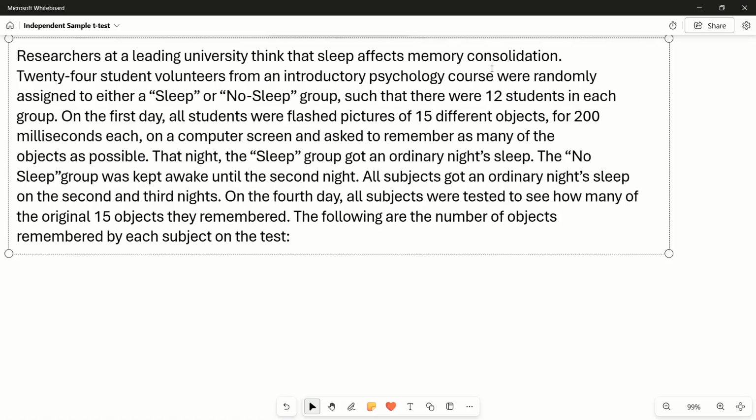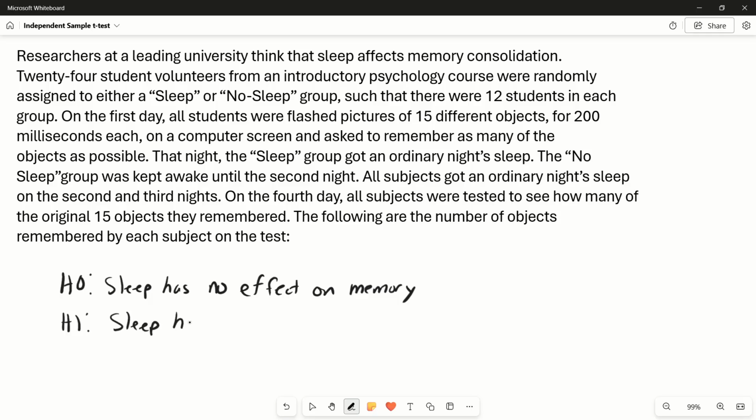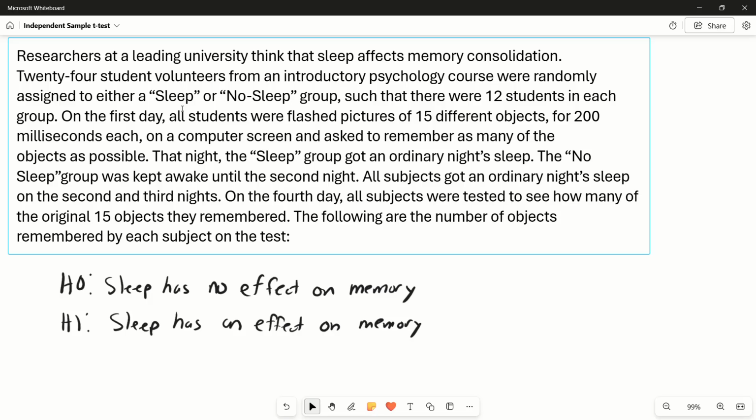So let's write out the two hypotheses. Our null is going to be that sleep has no effect on memory. And then our alternative is two-tailed, that sleep has an effect on memory. So you're not putting a directional term in there because we're going to look for any kind of change. We're going to look in the positive tail and the negative tail of the distribution. Now we're going to look at the data.